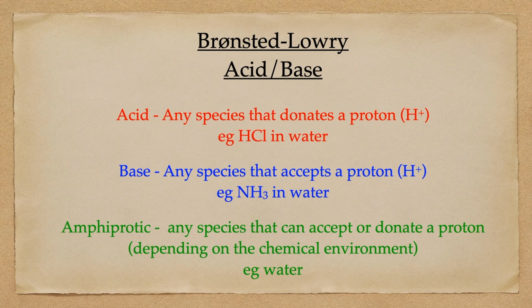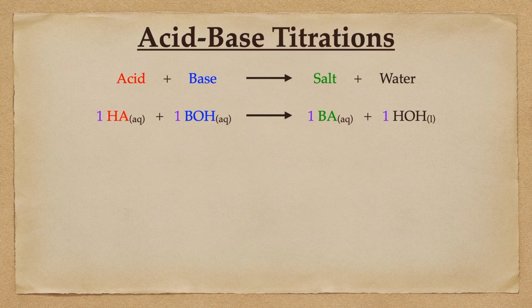A Bronsted-Lowry acid is any species that can donate a proton, for example, hydrochloric acid in water. A Bronsted-Lowry base is any species that can accept a proton, for example, ammonia in water. Polyprotic describes any species that can either accept or donate a proton depending on what the chemical environment is, for example, water.